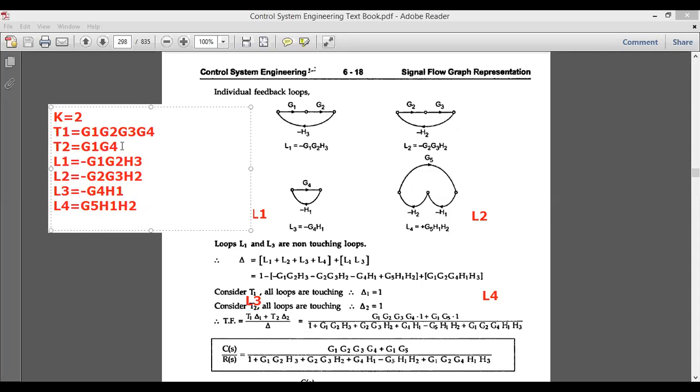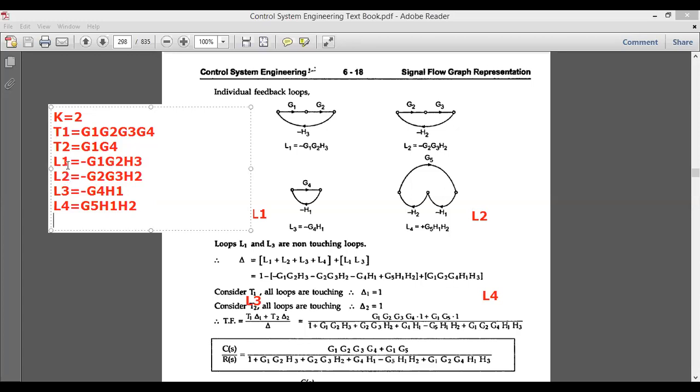Once you find all these things, then you should find the non-touching loops. Now here the concept of non-touching loops is very clear, that you should check the dissimilarity, or you can simply check whether if you compare the two loops, the variable should not get repeated. So let us compare them. Like first compare L1 with L2, but here in L1 and L2 G2 is common, so therefore L1 and L2 cannot be a non-touching loop.